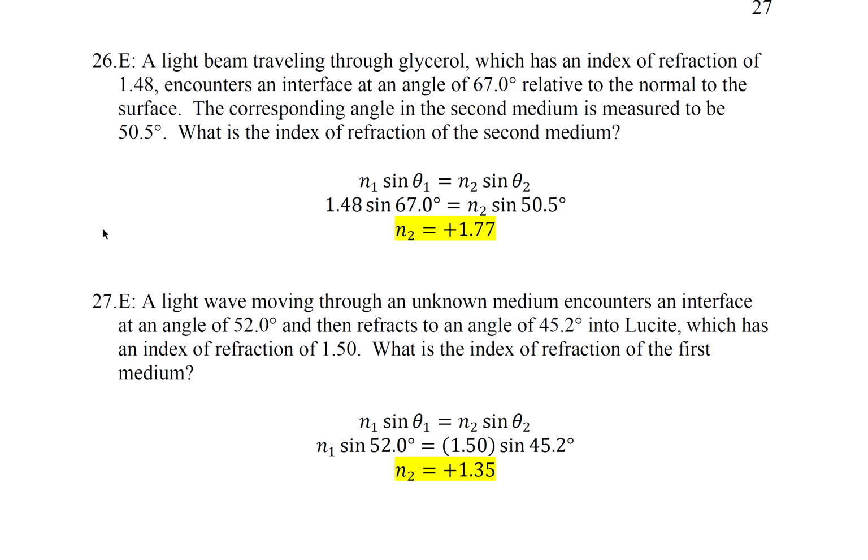Question 26, a light beam traveling through glycerol, which has an index of refraction of 1.48, enters an interface at an angle of 67 degrees relative to the normal to the surface. The corresponding angle in the second medium is measured to be 50.5 degrees. What is the index of refraction of the second medium? So just solve for n2.